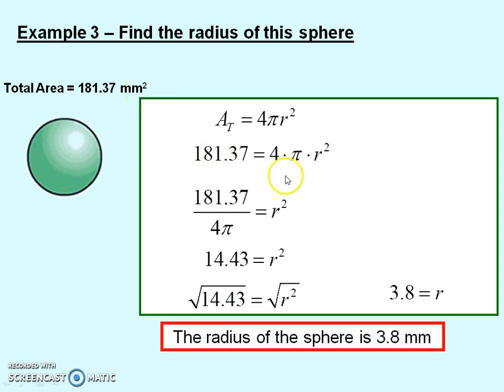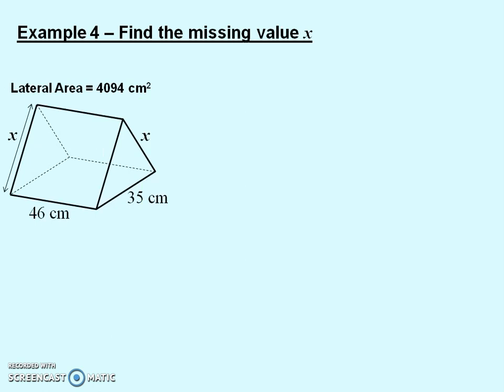Because this was in millimeters squared, it means that my measurement is in millimeters, and that is the radius of the sphere. Okay, there are 2 examples left.